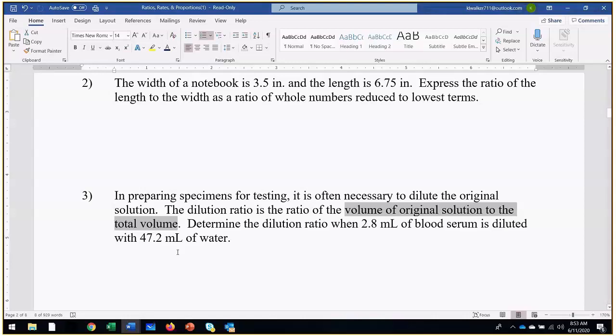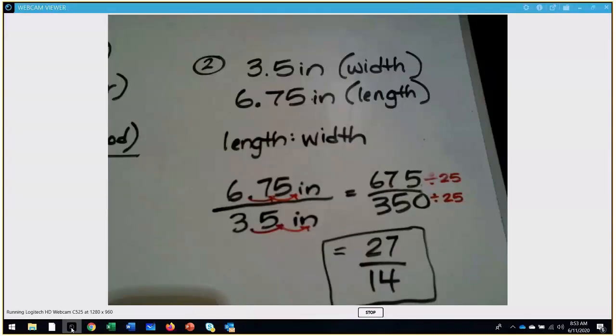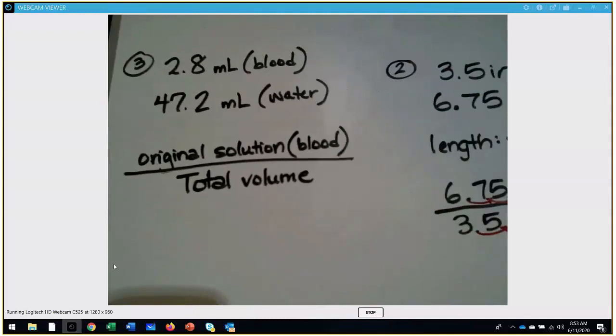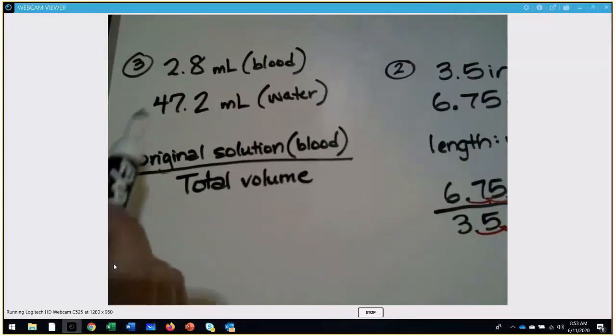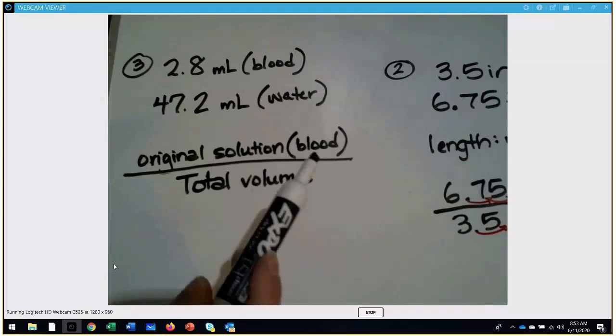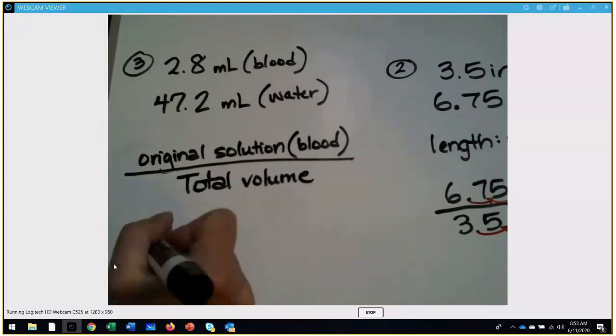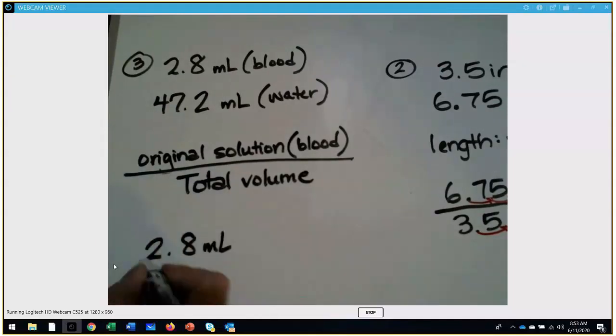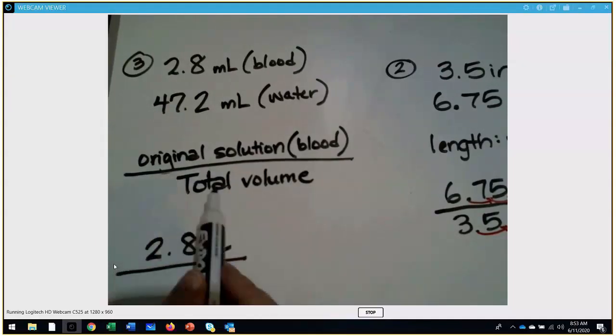Okay, let's see what we can do then. Here is everything that we have. So the original solution, we're just going to pick it out of the given information. That's a 2.8. And we need to put it over the total volume.